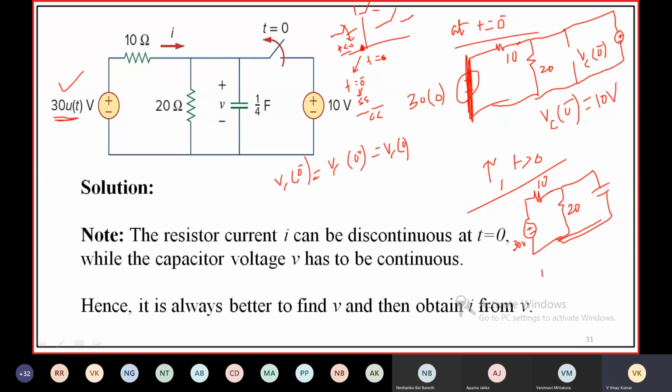So here tau is equal to RTH into C. RTH is the resistance between the terminals of the capacitor. In order to find RTH, you have to make all sources 0. So the 30 volt source is replaced by a short circuit. Then this is 10, this is 20. The resistance between the terminals of the capacitor is 10 into 20 by 10 plus 20.